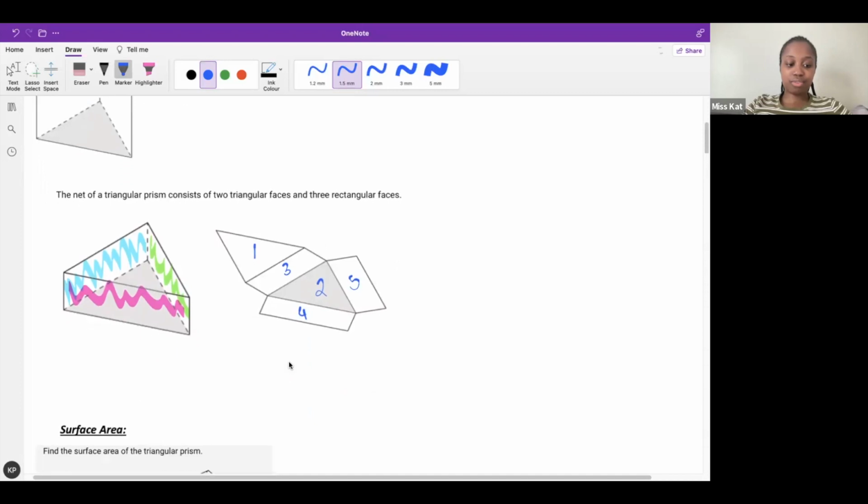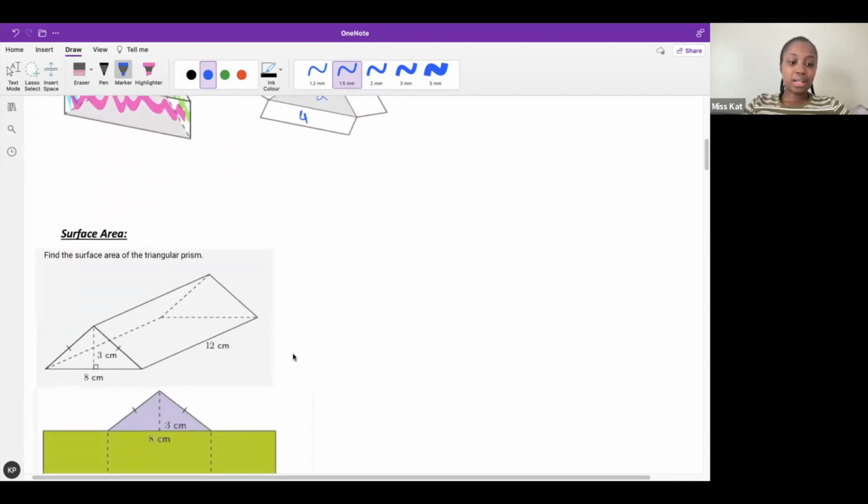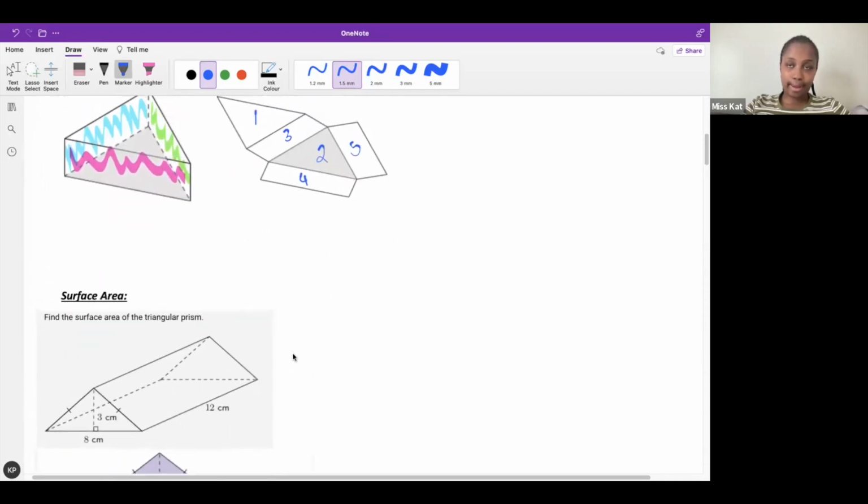No, it feels like we're not. We're very quiet. Okay, let's look at this triangular prism. I almost said rectangular. Triangular prism.